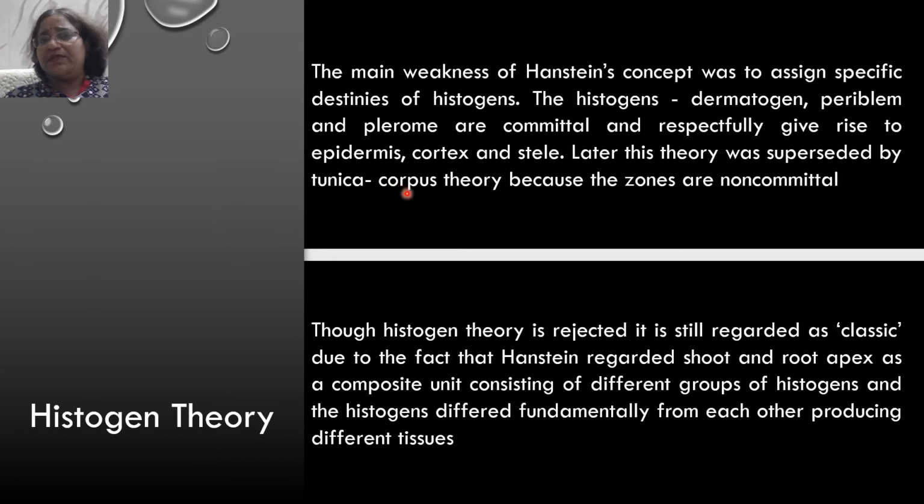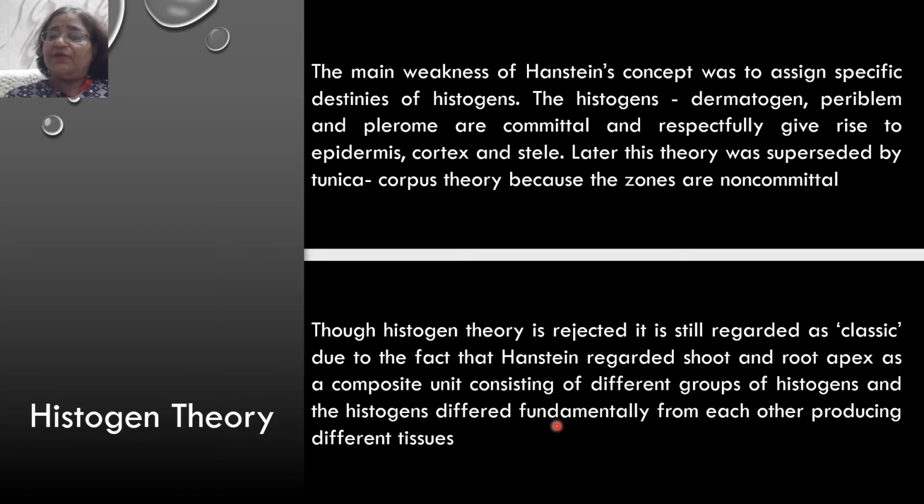Later this theory was superseded by the tunica corpus theory because the zones are non-committal. These zones are non-committal. Because of this, the theory was discarded and replaced by the tunica corpus theory. But even though this theory is rejected, it is still regarded as classic due to the fact that Hanstein regarded shoot and root apex as a composite unit consisting of different groups of histogens. The histogens differed fundamentally from each other.